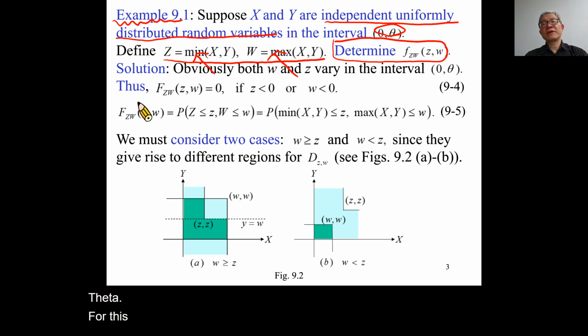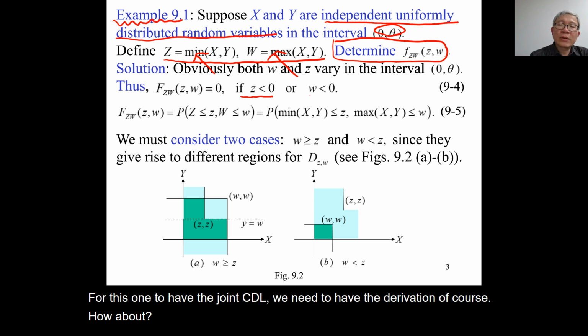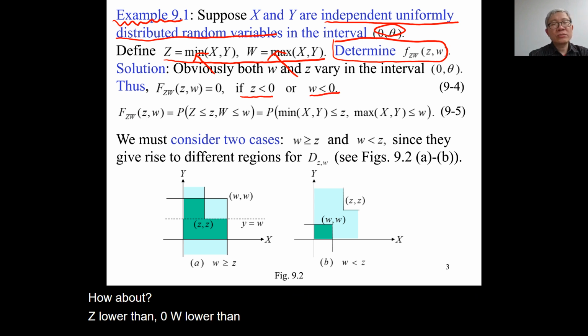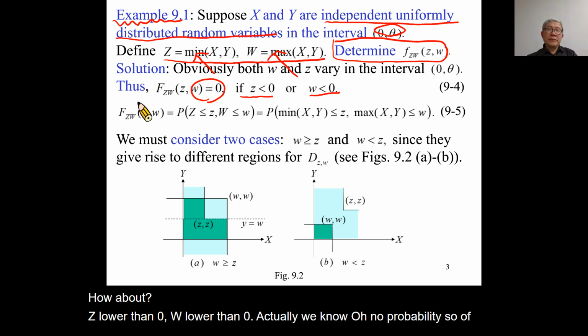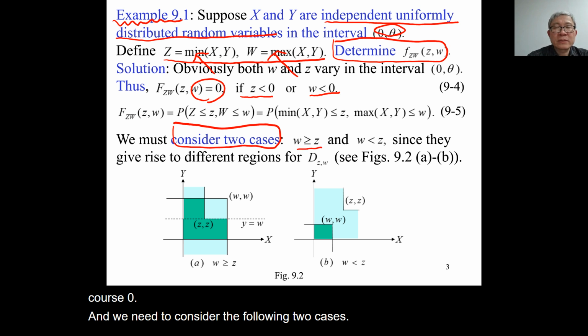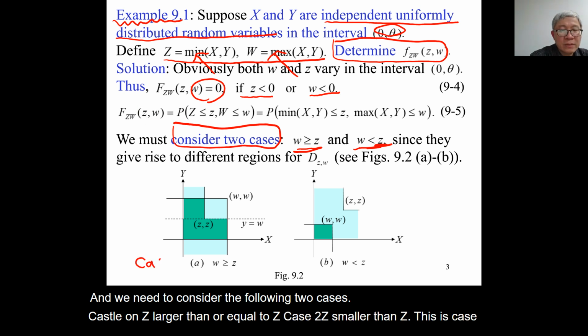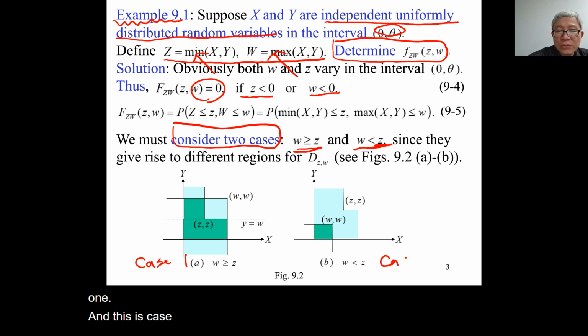For this one, to have the joint CDF, we need to have the derivation. Of course, how about z lower than 0, w lower than 0? Actually, we know there is no probability, so of course 0. And we need to consider the following two cases. Case 1, w larger than or equal to z. Case 2, w smaller than z. This is case 1, and this is case 2. For case 1, we have w larger, and for case 2, w smaller.